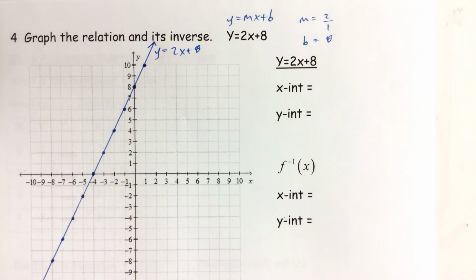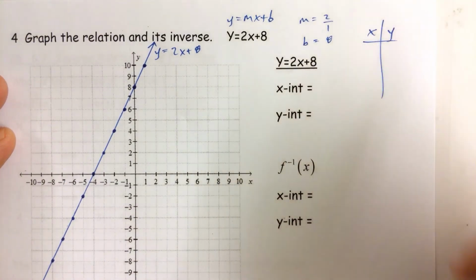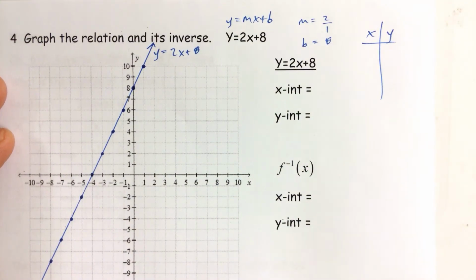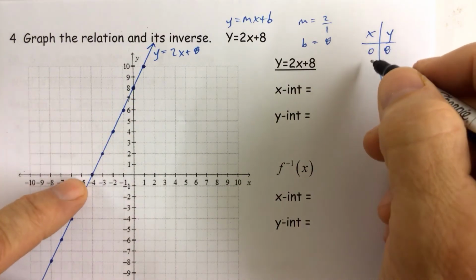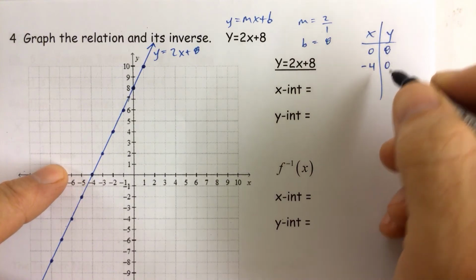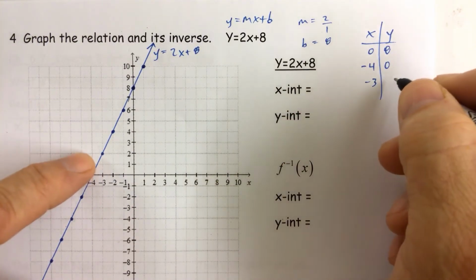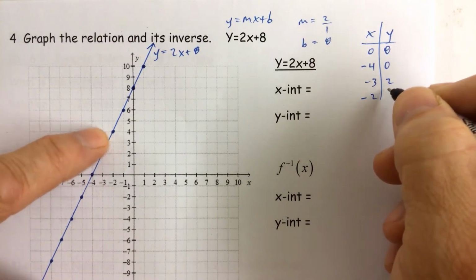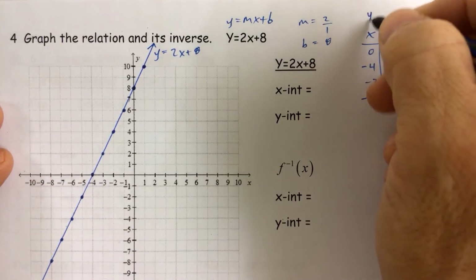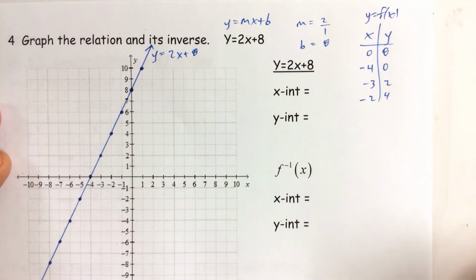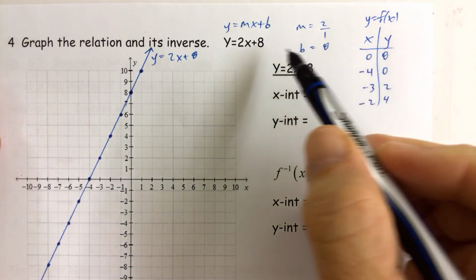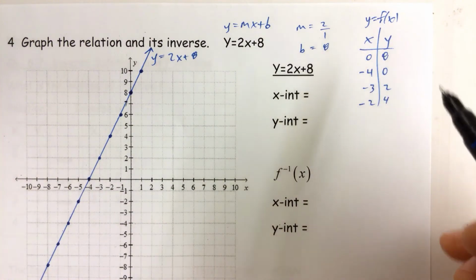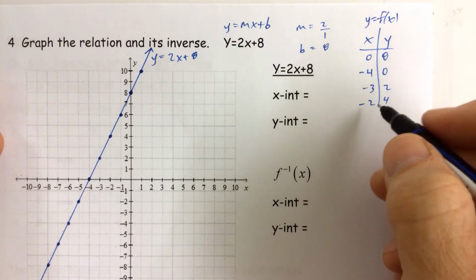Now, if you remember from the first video, let's pick a couple of points on f: 0, 8, negative 4, 0. You could pick a couple other ones in here, negative 3, 2, and negative 2, 4, and on and on. So that's y equals f of x. Again, from the first video, the x and y coordinates on f of x are the reverse of the x and y coordinates of f inverse of x.